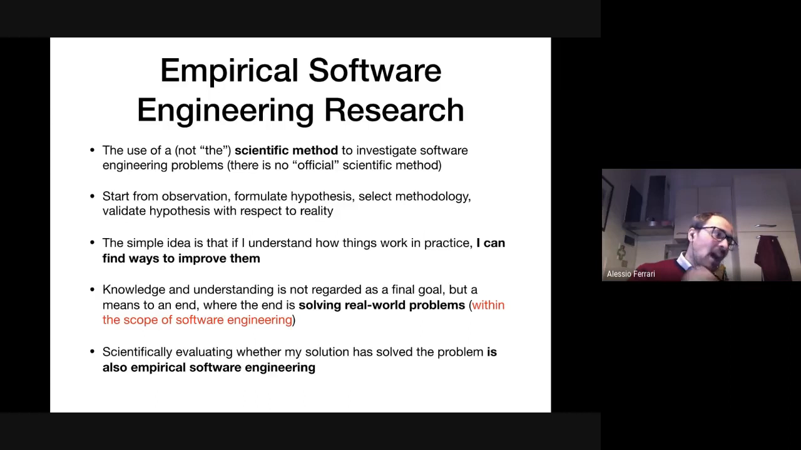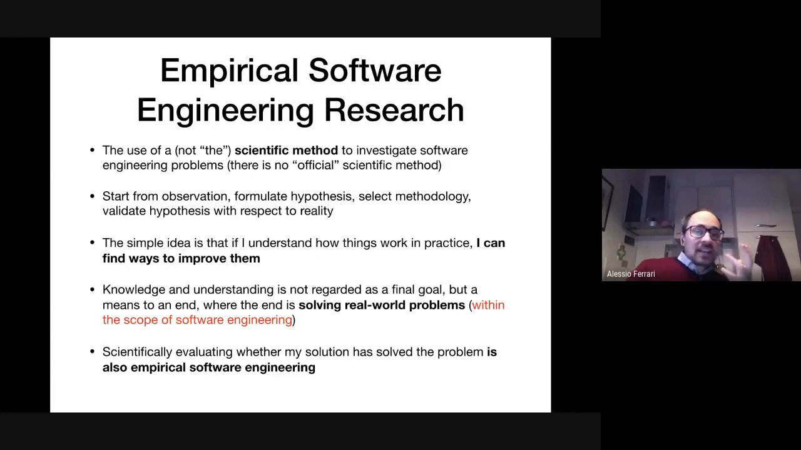The only idea of scientific method, intended as a general way of thinking and general paradigm, is that we start from the observation. So we observe the world, we formulate hypotheses, so we try to make conjectures, to think what will happen if I do something. I select certain methodologies to verify that my hypothesis is actually true and validate my hypothesis with respect to reality. This is the very old scientific method. So observe, create hypotheses, select the methodologies for verification, and validate the hypothesis with respect to reality. This is a large form of experimentation somehow.